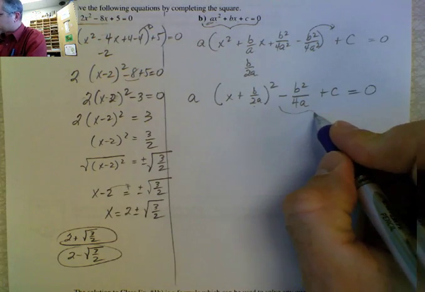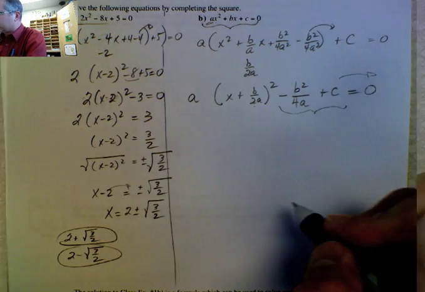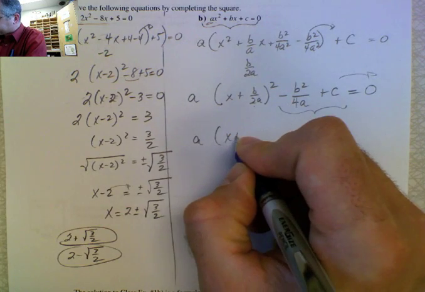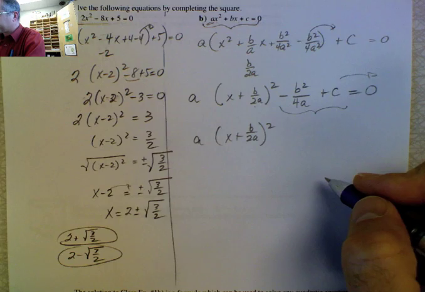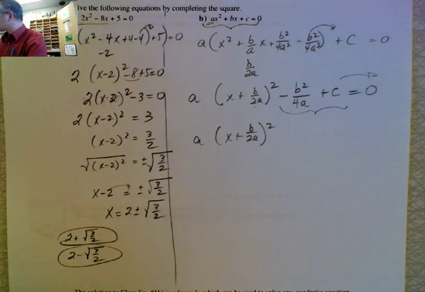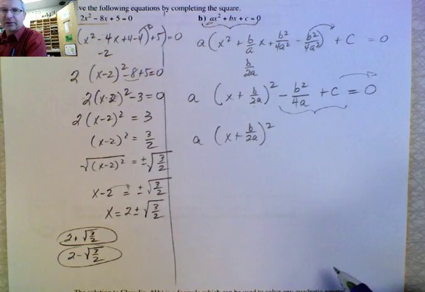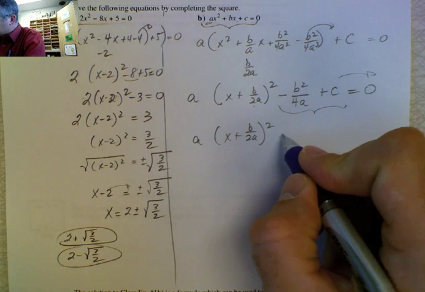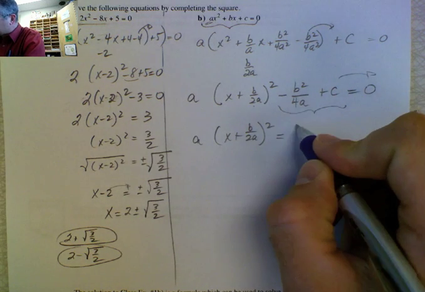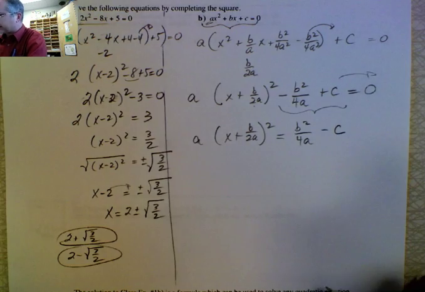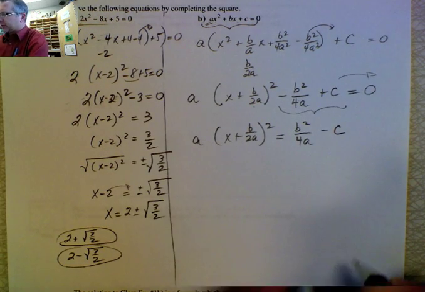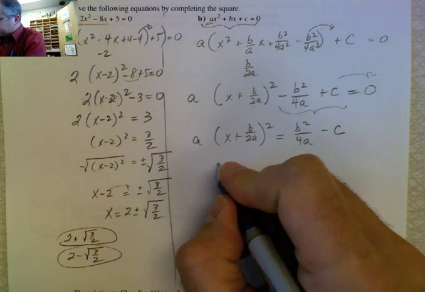So now what we're going to do is take this portion and move it over to the right side, because remember, we're going to try and use our completed the square form to form something called the quadratic formula. So if we add this, we get b squared over 4a, and if we subtract that, we get negative c. So now we've got to divide by a.